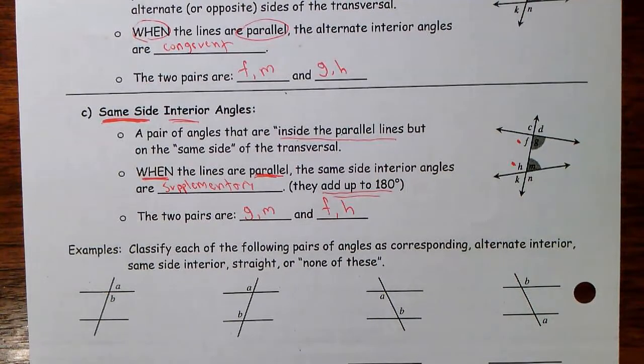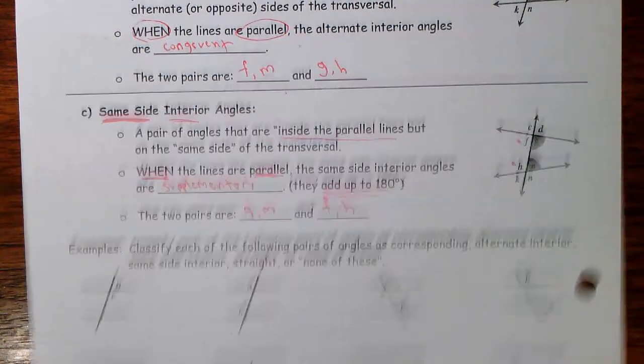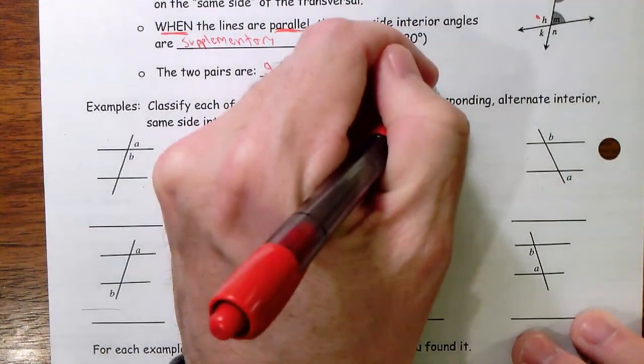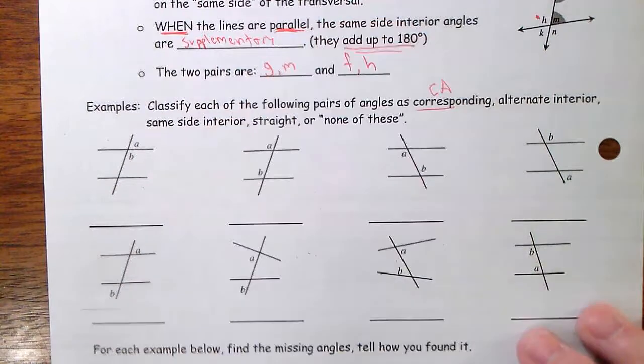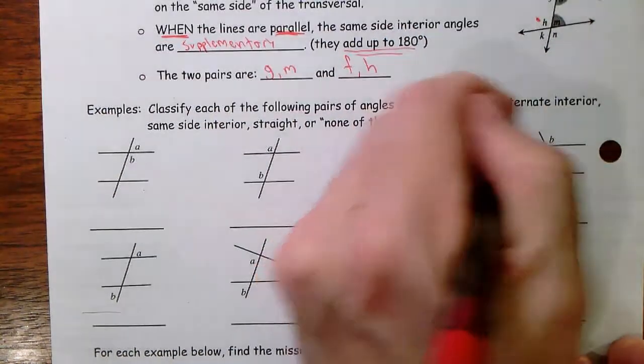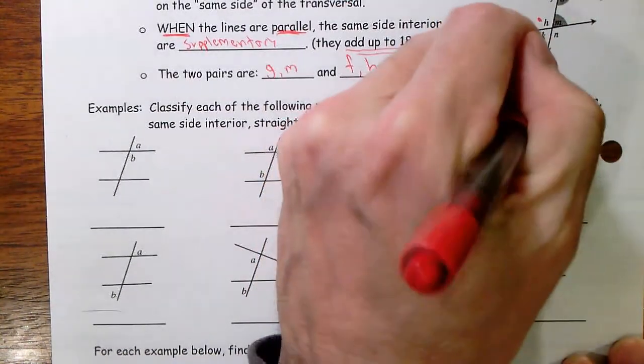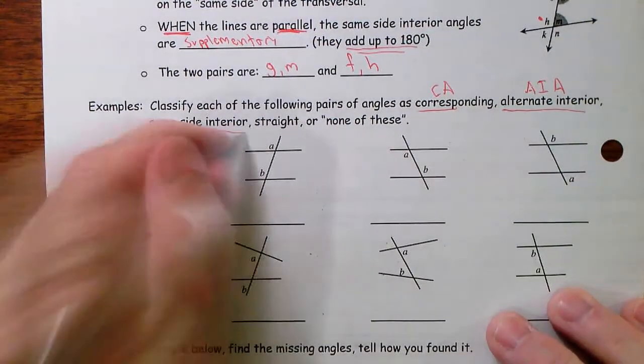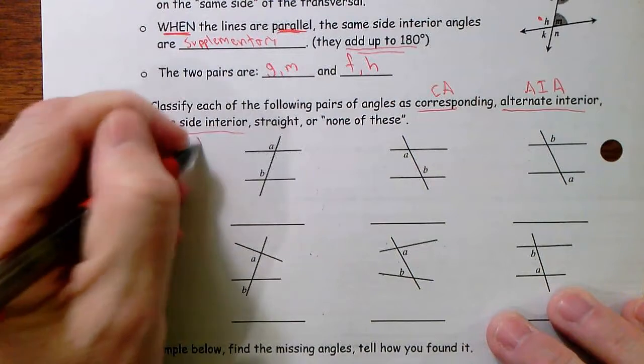All right, so there's your three vocabulary words. I'm going to do a few examples with you, and then let you try your homework. So here's the first set of examples. You are supposed to classify each of the following pairs as either corresponding, which we will call CA for corresponding angles, alternate interior, which we will call AIA, or same side interior angles, SSI.